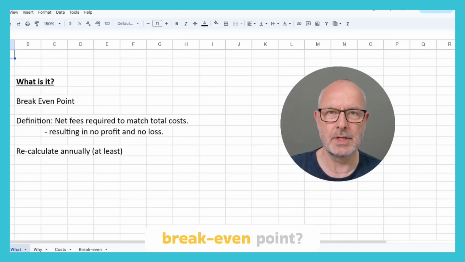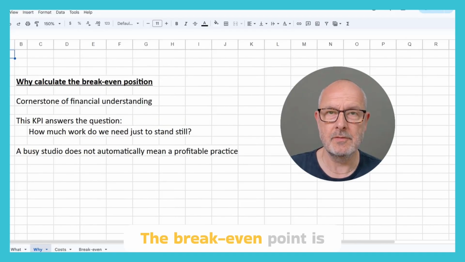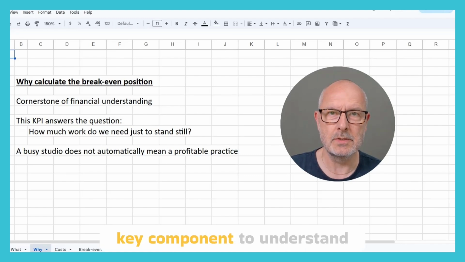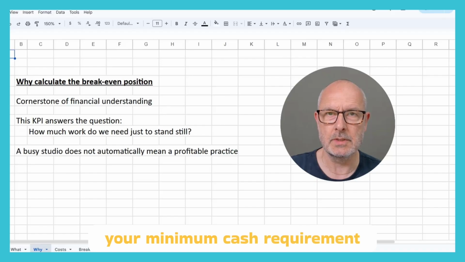So why calculate the break-even point? The break-even point is a key number to know on its own. It tells you how much work you need to do just to stand still. But as you can see in my other videos, it's also a key component to understand your minimum cash requirement and the revenue per person.